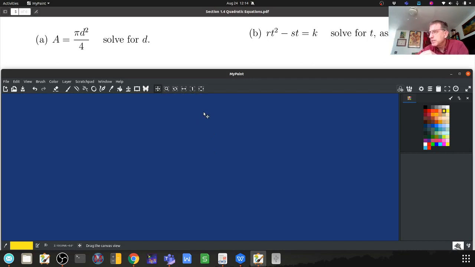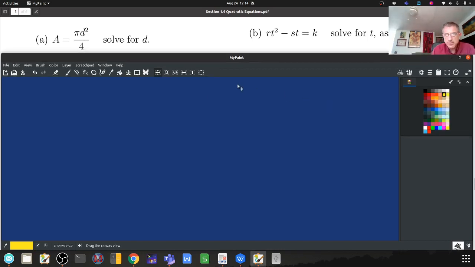Which one is this? This is 7. That's example 8. So this is example 8. I have a is equal to pi times d squared divided by 4. And I'm solving for d.